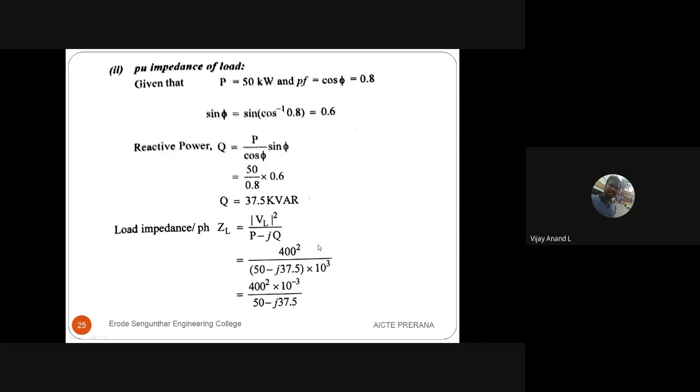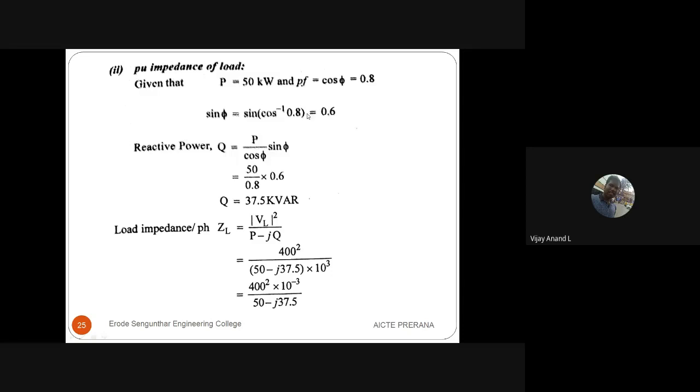Then we have to calculate the per unit impedance of the load. For calculating it, the given values are P equal to 50 kilowatt and power factor cos phi equal to 0.8. So we have to calculate the phi value. Phi is equal to cos inverse of 0.8. Then sin phi is equal to sin of cos inverse of 0.8, and the final value is 0.6.